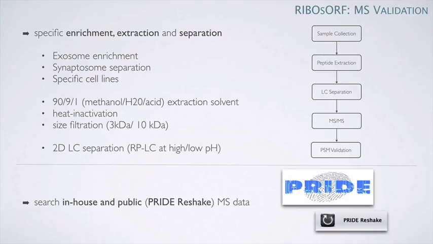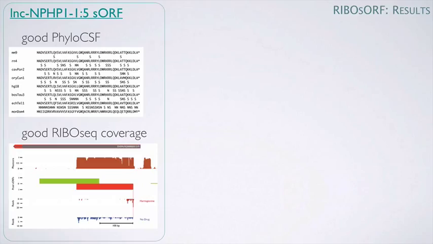You have this PRIDE database. PRIDE is a public repository for mass spectrometry information. What we also did is we built this custom database of these small open reading frames, and we use this to match against all the mass spectrometry data which is available in PRIDE. This is still ongoing. A few examples of what we already found so far.